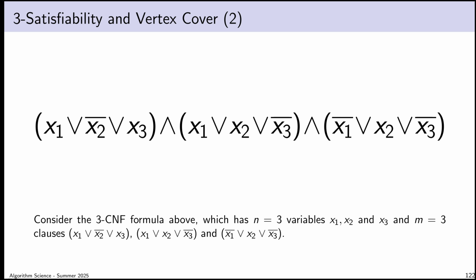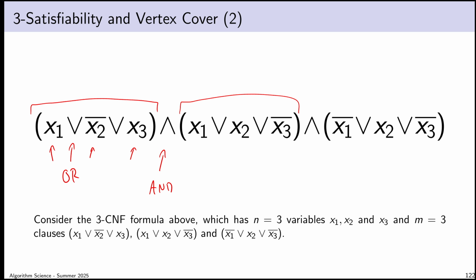All right, so 3 satisfiability, it involves formulas in 3CNF. Now, it's been a while, so let me remind you what 3CNF is. 3CNF would be a collection of clauses with exactly 3 literals joined together by the logical AND operation. And remember that a clause consists of literals joined together only by the logical OR operation. Okay, so consider some 3CNF formula with some number of clauses and some number of variables. We'll call the number of variables n and the number of clauses m. In this case, they're both 3.